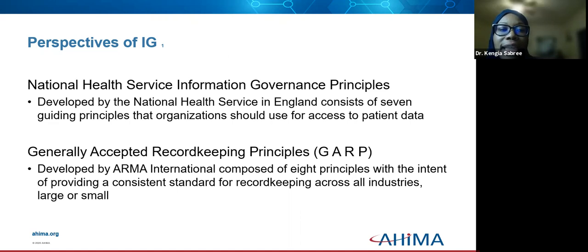So the National Health Service Information Governance Principles were developed in England, and consist of 7 guiding principles that organizations should use for access to patient data. Then we're going to talk a little bit about GARP, the generally accepted record keeping principles. That one was developed by ARMA International, the Association of Records Management and Administrators. That was one of the first professional organizations that tackled the development of an information governance framework back in 2008. It then updated the framework in 2017.